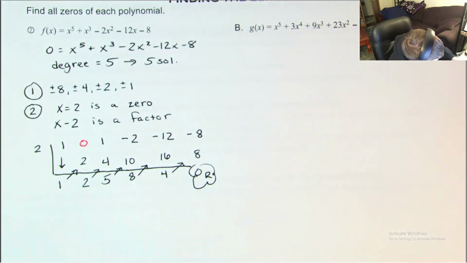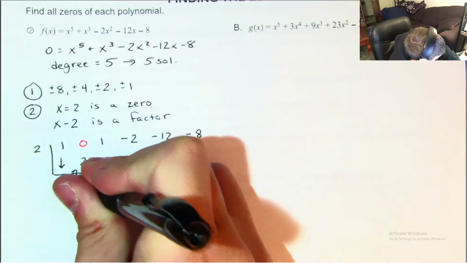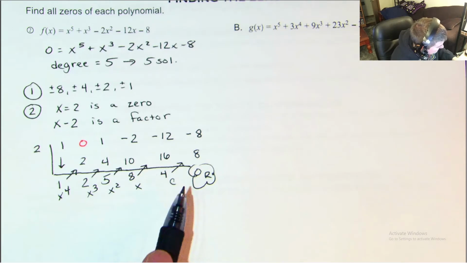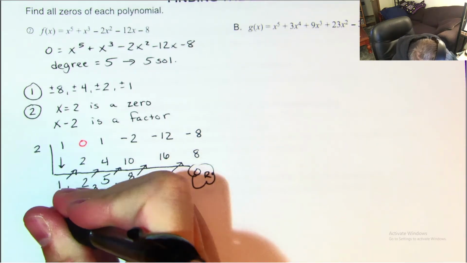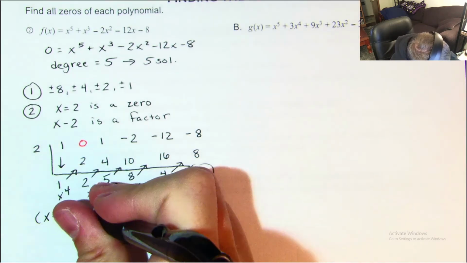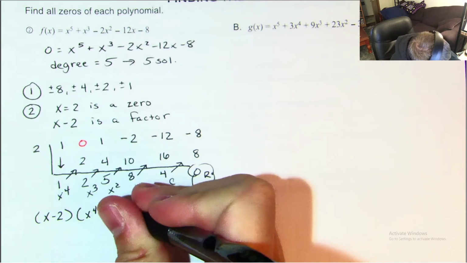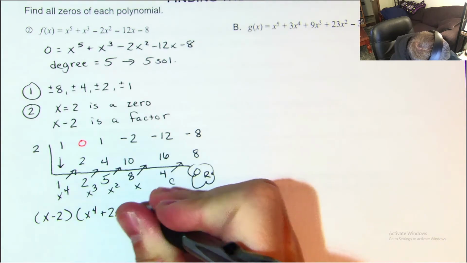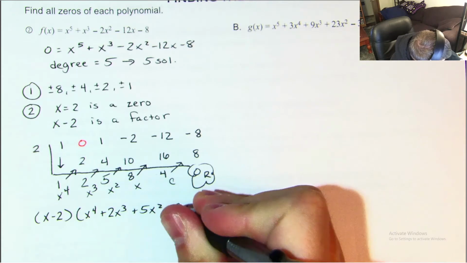Okay, so that means we just divided it. So this is constant, x, x squared, x cubed, x to the 4th. I did all this work, and so I factored out x minus 2. And what my result is, x to the 4th plus 2x cubed plus 5x squared plus 8x plus 4.